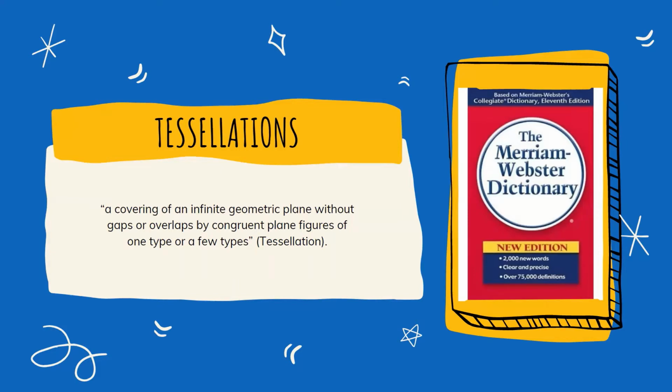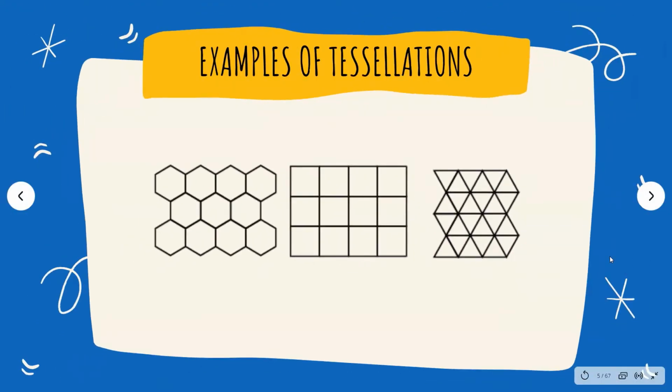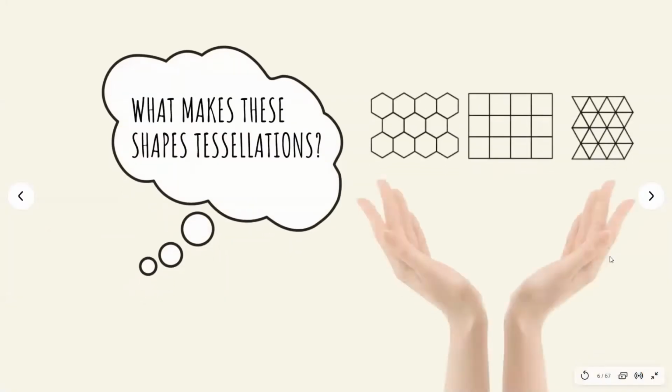Let me give you some examples of what tessellations look like. So here you have three examples of tessellations. You have the first figure, which is full of hexagons, the second figure full of squares, and the third figure full of triangles. I'm just showing you these examples, but you might be wondering, what makes these shapes tessellations?